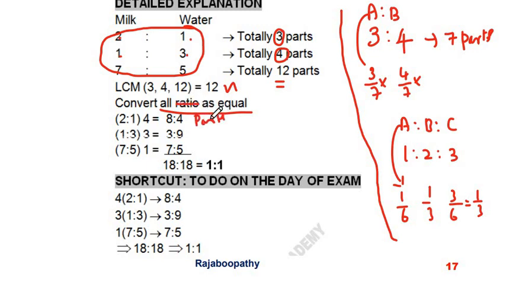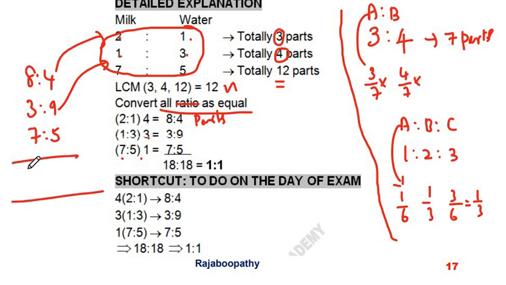All parts are equal. So therefore, 2 is to 1 into 4, 1 is to 3 into 3. So therefore, this becomes 8 is to 4, 3 is to 9, 7 is to 5. 8 is to 4 is the same as 2 is to 1. 3 is to 9 is the same as 1 is to 3. Now add. So 18 is to 18, which is the same as 1 is to 1. So in examination, you are supposed to do this portion. This is for the detailed explanation.